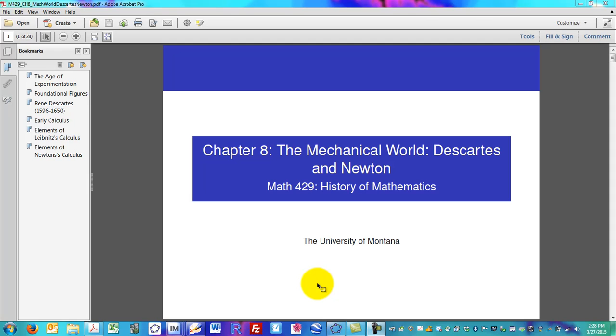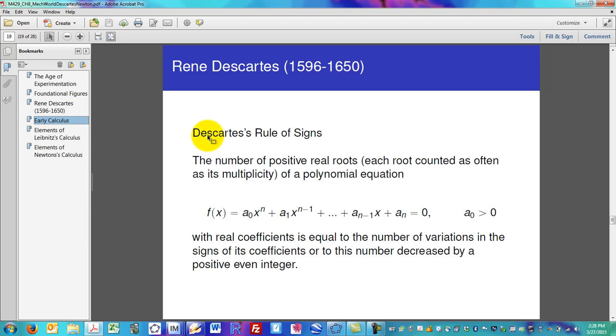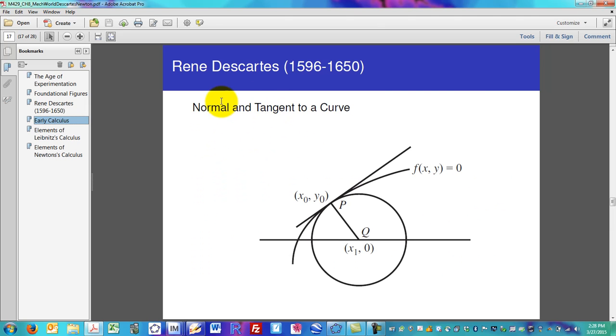Okay, Chapter 8, our continued discussion of Math 429, History of Mathematics and the Mechanical World of Descartes and Newton. We've talked a little bit about the foundational figures and, in particular, René Descartes' contributions through analytic geometry and ramping up to this discovery of calculus that takes place in the middle of the 17th century. We've started looking at some of the early calculus that comes to us through René Descartes' early discussion, or I guess discovery, of methods that led to finding the normal and the tangent to a curve.